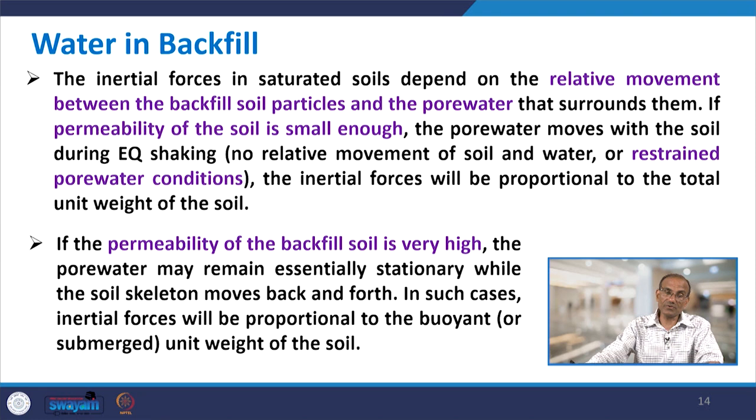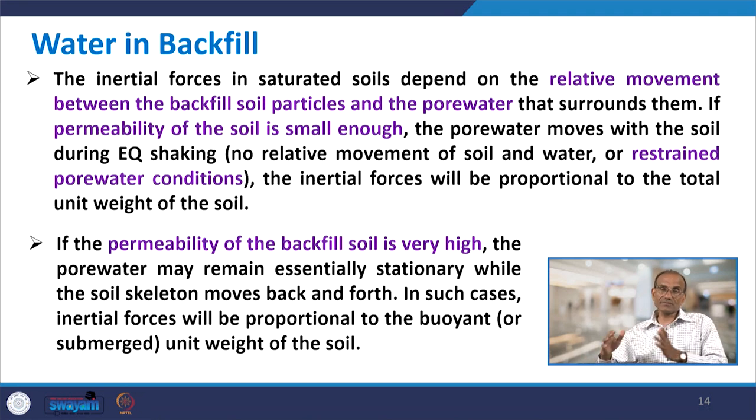Coming to the first, the inertial forces in saturated soils depend on the relative movement between the backfill soil particles and the pore water that surrounds them. So, on one side you have the soil particles, on the other side you have the pore water. If there is a relative movement between these two, then the inertial forces will depend on it. If permeability of the soil is small enough, the pore water moves with the soil during earthquake shaking. With no relative movement of soil and water, the restrained pore water condition, the inertial forces will be proportional to the total unit weight of the soil.